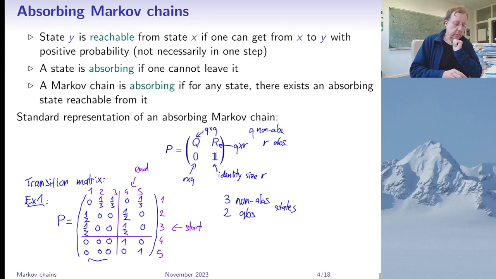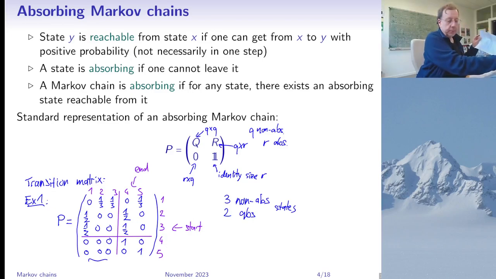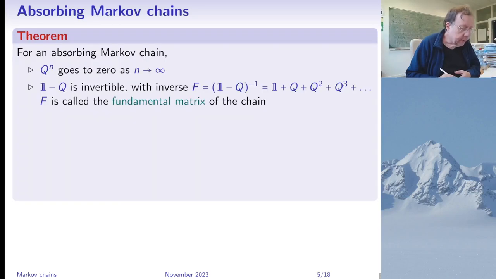Now, what is this matrix useful for? Well, if I now go several steps, actually I will take powers of this matrix. So the nth power of the matrix will give me transition probabilities in n steps. So let us now look at some properties of these absorbing chains. First I claim that for an absorbing Markov chain, the matrix Q to the power n goes to the zero matrix as n goes to infinity.